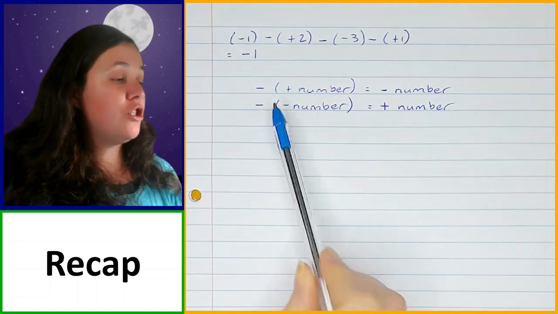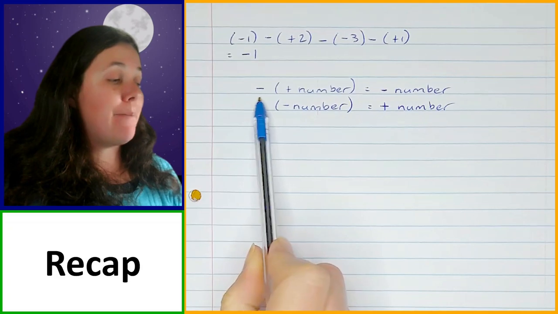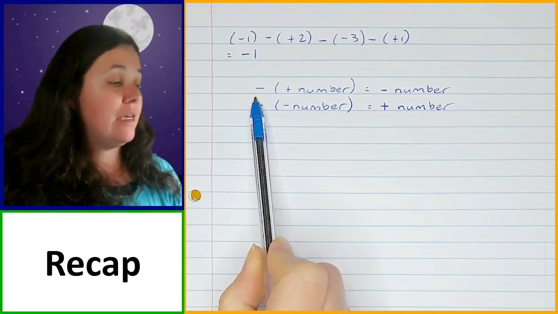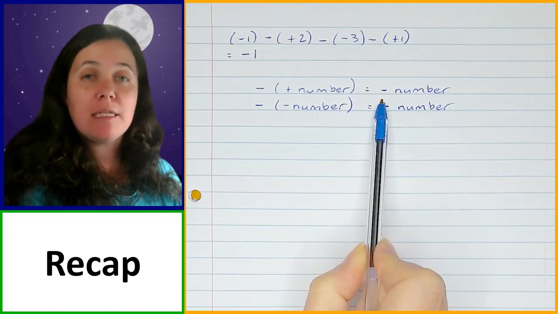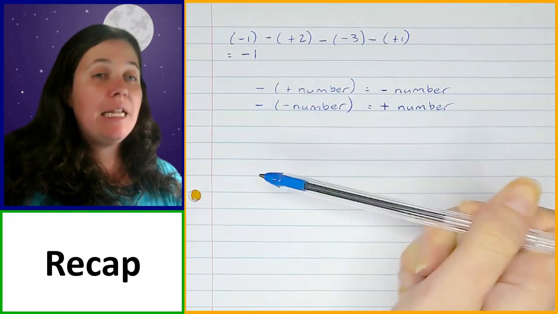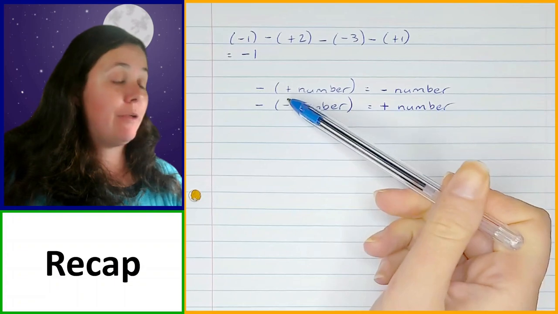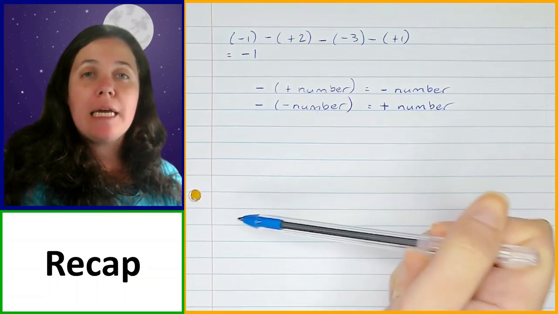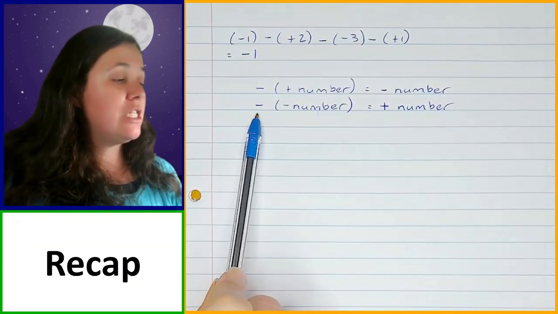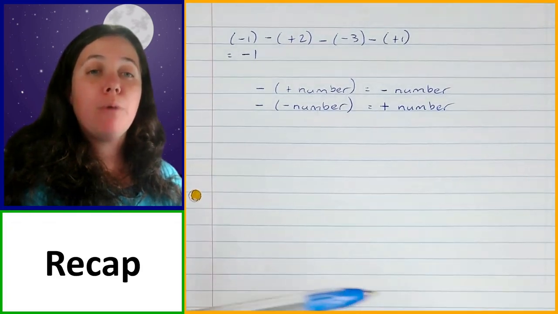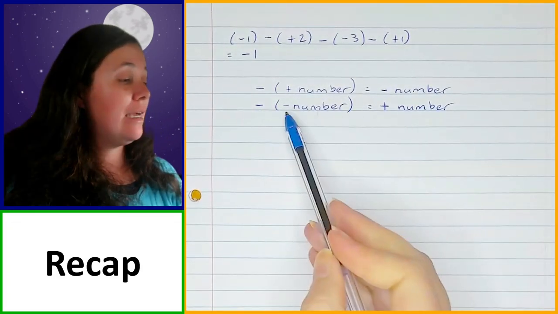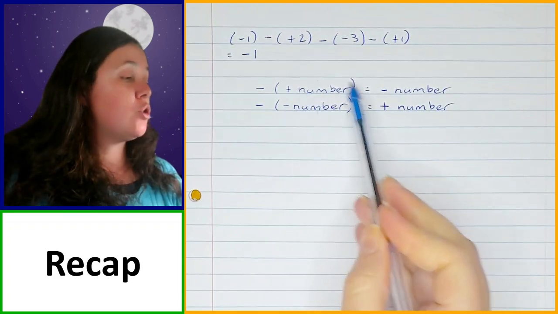Okay, so now what you can see over here is if I've got a minus in front of my brackets, then this sign is going to change to the opposite sign because she's facing the negative direction, and if she is stepping forwards, that means she's going in the negative direction. And over here, she's facing the negative direction, but if she's stepping backwards, it means she actually ends up going in the positive direction. So over here, it went from a minus to a plus.